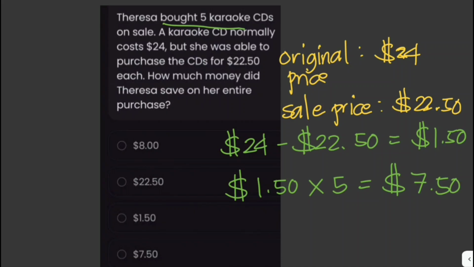So she saved $7.5. Another way to solve this is to multiply 24 by 5 and then 22.5 by 5, which is the sale price, and then subtract the result for the sale price from the result for the original price, and you would still get the same answer, which is $7.5.